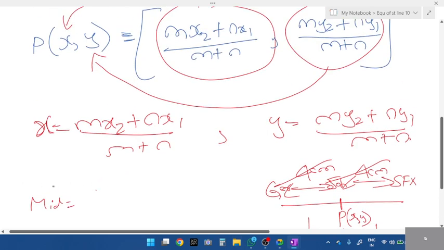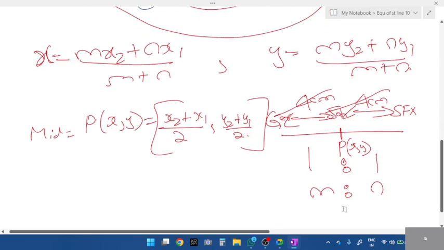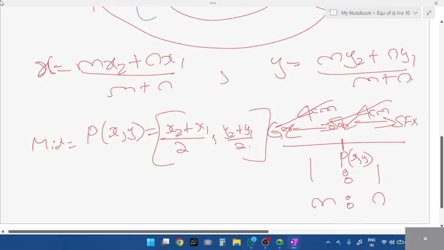P of x comma y is equal to, instead of M and N, we take 1 and 1, students. (x2 plus x1) divided by 1 plus 1, which is 2. (y2 plus y1) divided by 1 plus 1, which is 2. This is the midpoint formula. Have all of you understood what is section, midpoint, distance?